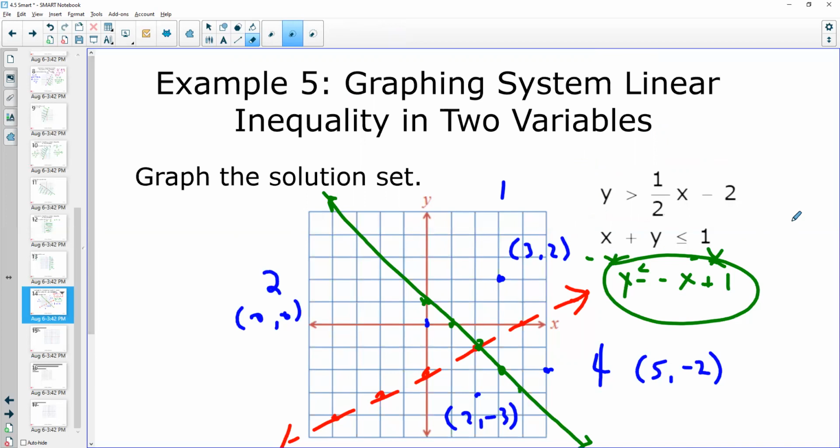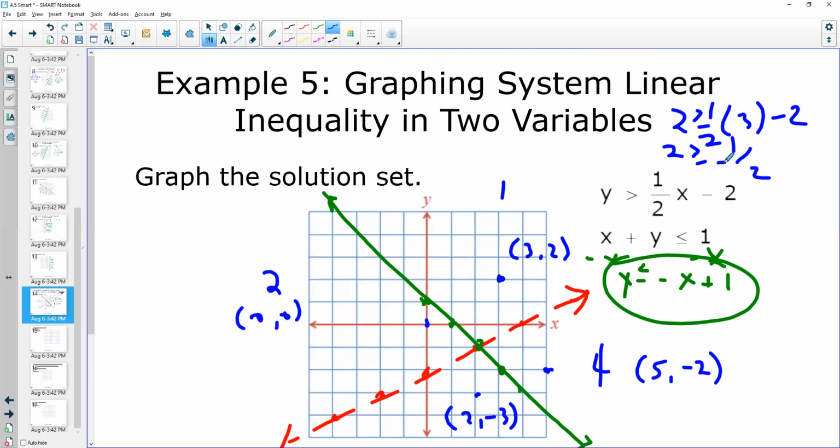Get rid of that. Okay. So y equals, so it's 2 greater than 1 over 2 times 3 minus 2. So is 2 greater than 3 halves minus 2? Well, 3 halves minus 2 is really just 1.5 minus 2. That gets me a negative half. So does that work? No.